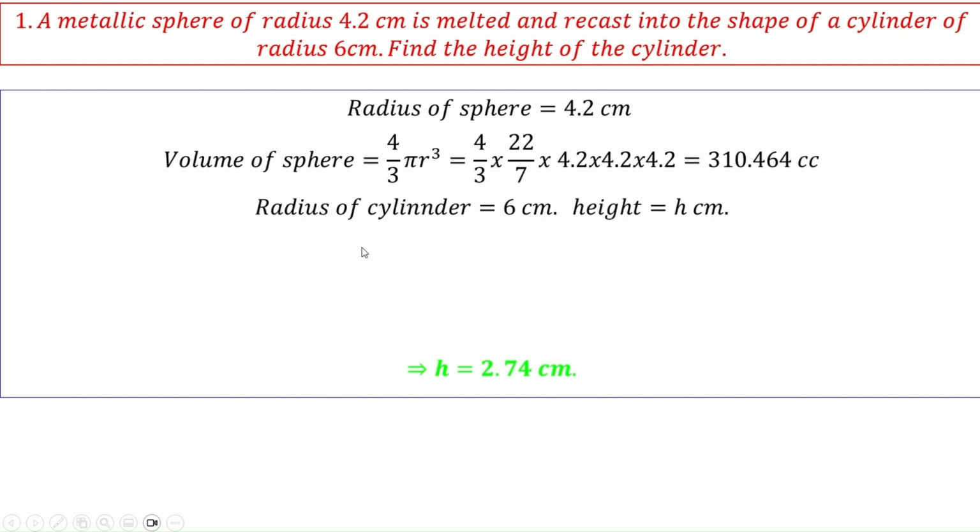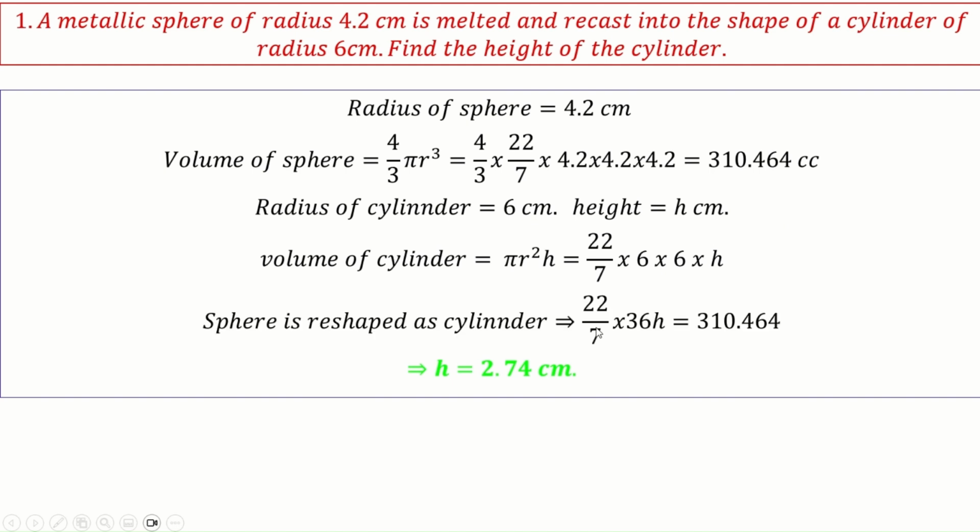310.464 cc. Radius of cylinder is this one. Height is h, let's say. Then cylinder volume is pi r square h. Okay, so which is equal to 310.464. So h, the height of the cylinder, is around 2.74 centimeters. Okay. Next.